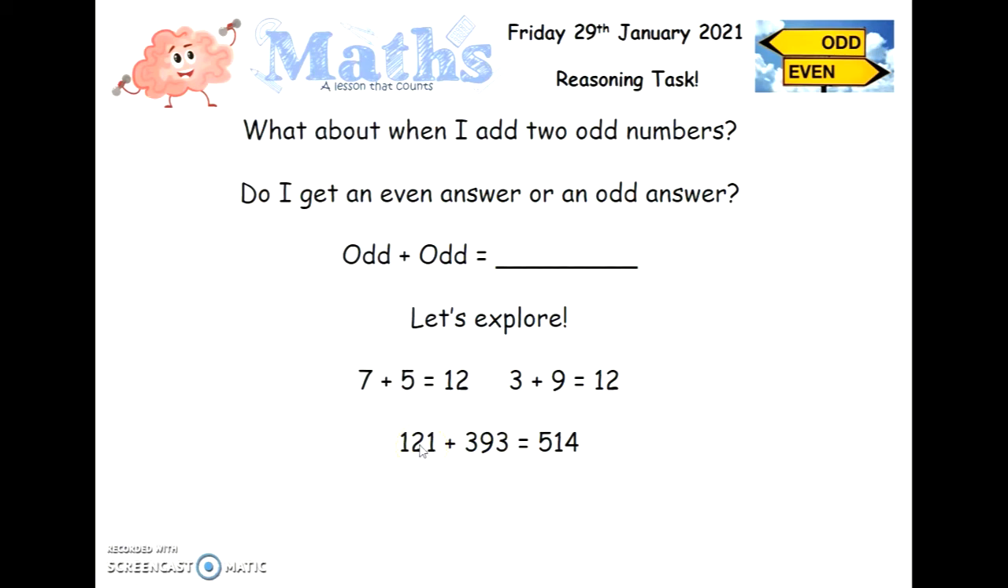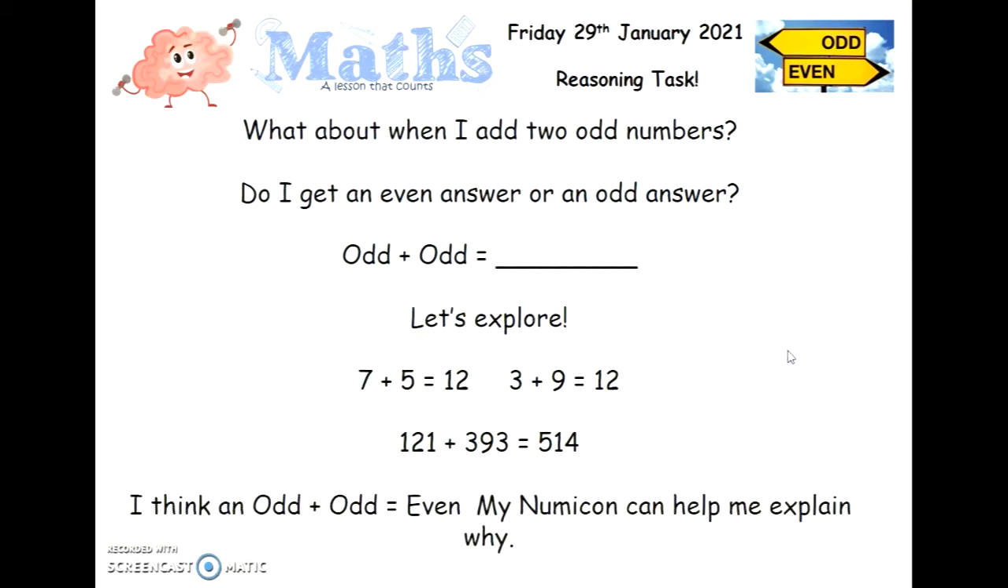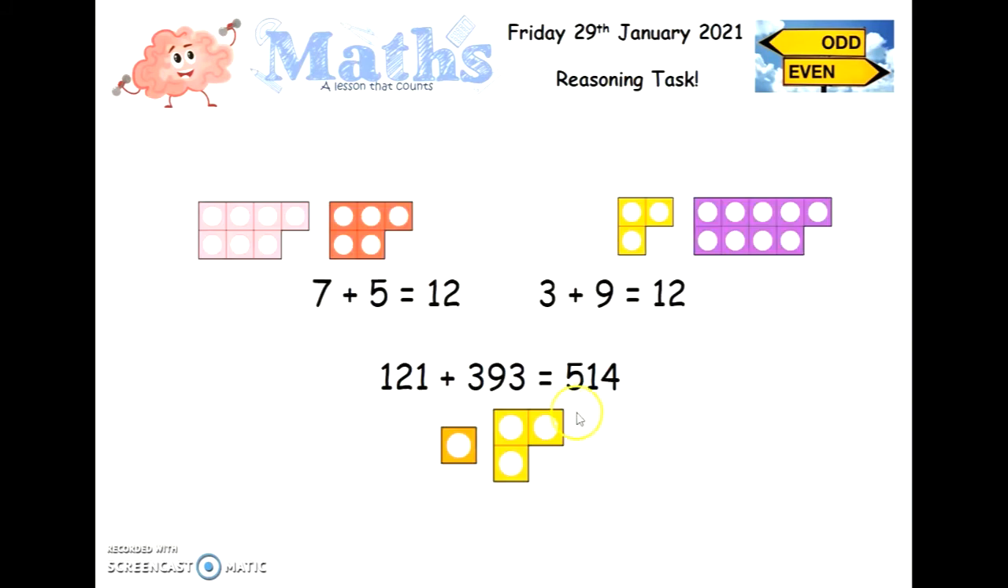That's going to make up to 500, 510, 503, 504, 514 even. Okay, so that again is another even number. So that seems to me then to mean that an odd number plus an odd number will always give me an even number. I hope that's what you found too, because again my Numicon can help me to explain why.